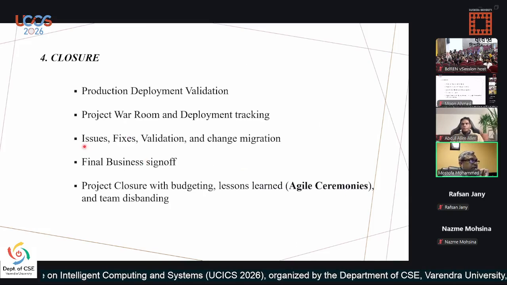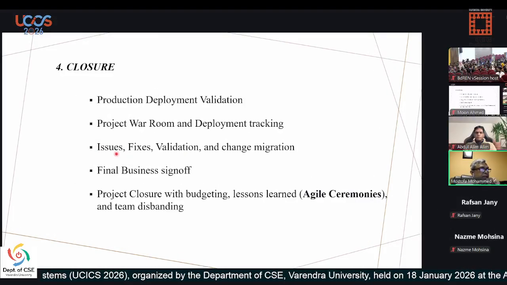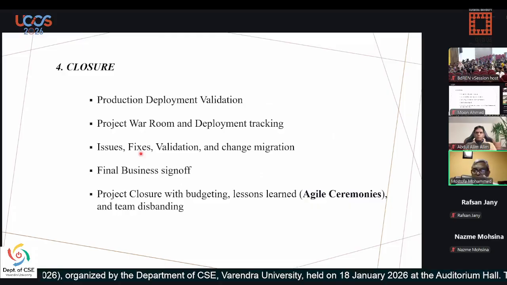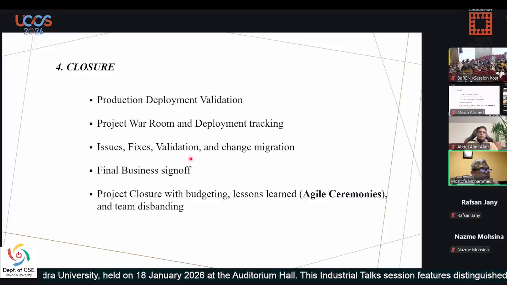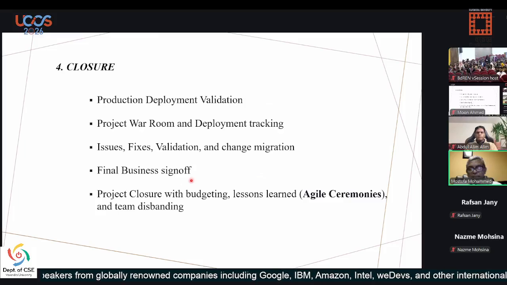And then come the issue fixes and validation. For example, we did migrate a bunch of code and we have some issues. Then we have to run a change of the code, test it, validate it, and do the migration within that window. And once all those things are done in a cyclical order, we get a final business sign off saying that, hey, this is the project we had, and this was delivered.